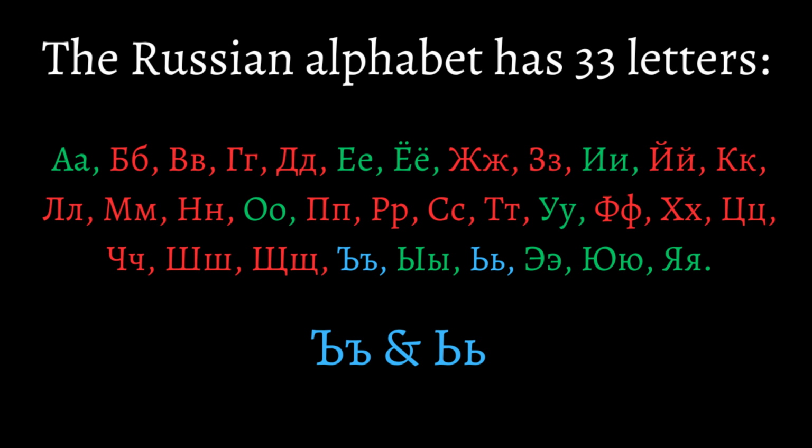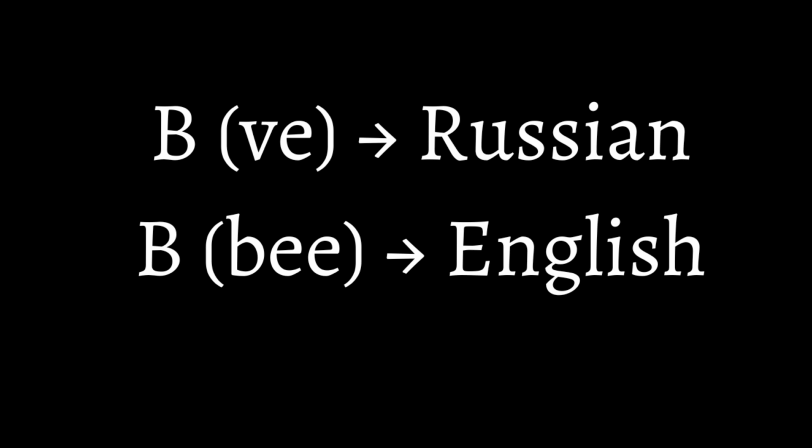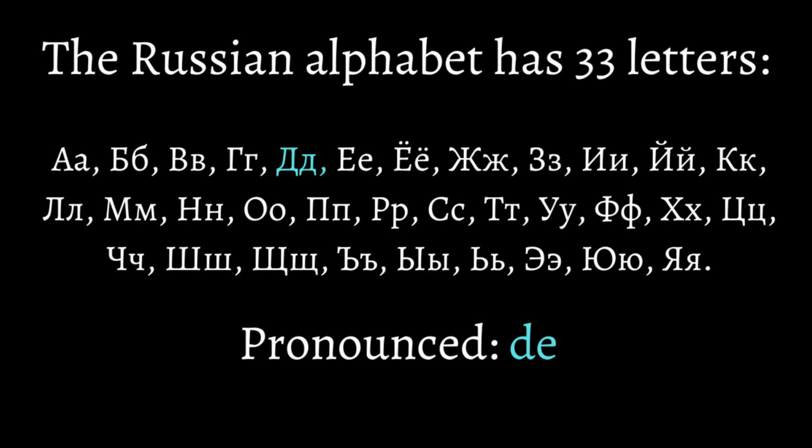Let's start from the beginning. At first, we have the letter A. Then we have the letter B. Then we have the letter V, not to be confused with the English letter B, which is visually the same. Then we have the letter G, as in go. Then the letter D. Then the letter Y.